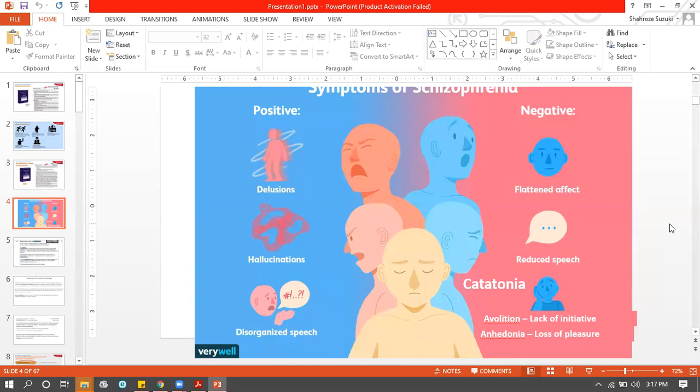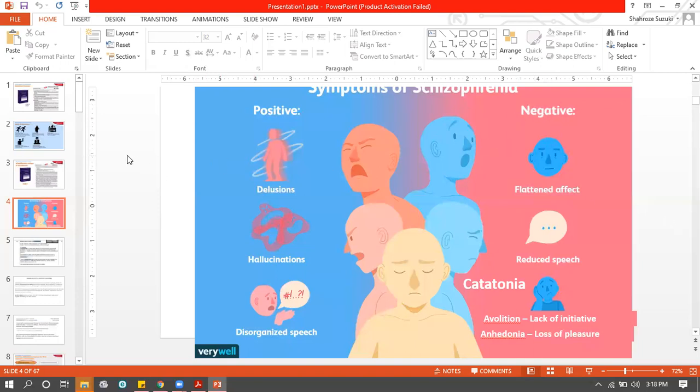Catatonia, if you want to understand it roughly, you can understand it as lack of movement. People with schizophrenia are going to, let's suppose, stand on one foot for hours, keep their hands up for hours, extend their arms for hours, maintain a posture for hours. And even if their arms are sore, muscles are getting sore, they're not going to move. So there's lack of movement that is known as catatonia. It's not slow movement, it's lack of movement. Like they're going to be a statue. So again, these are going to fall in negative symptoms.